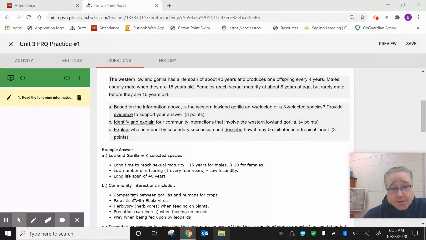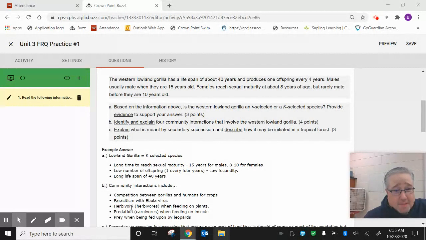So, for example, one answer you might have given was competition, right? That's a type of interaction, and that exists between gorillas and humans for crops, right? It mentions in the paragraph that the gorillas are invading farmland to feed off of crops that are obviously there from humans. Parasitism with the Ebola virus, right? So again, we're not only mentioning the type of interaction, but we're explaining what that interaction is with, or at least what organism it's with in the paragraph.